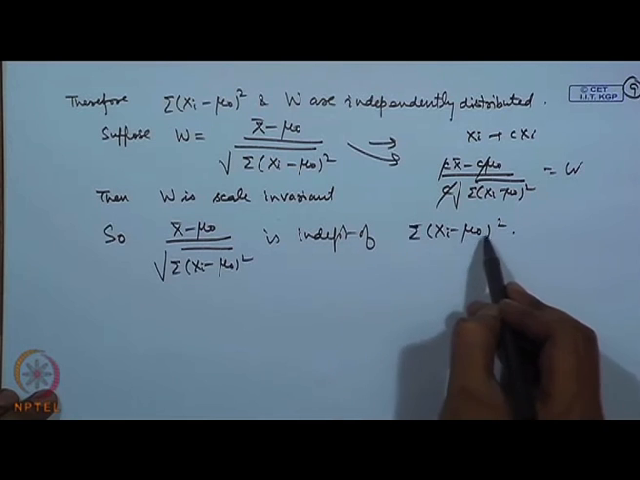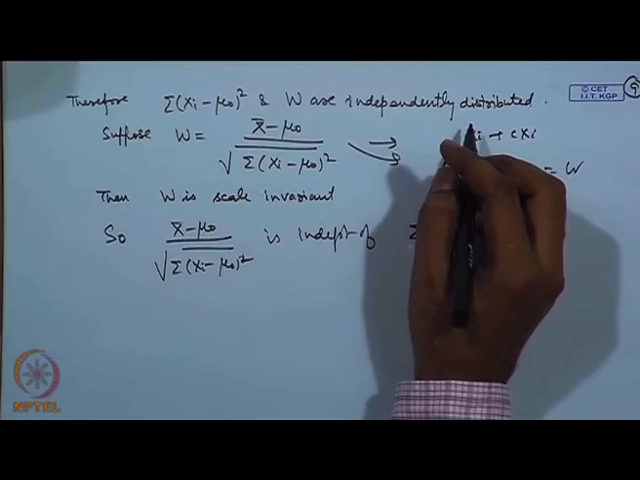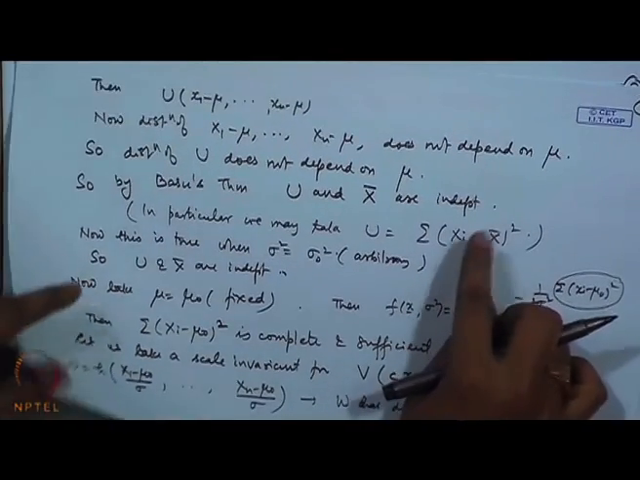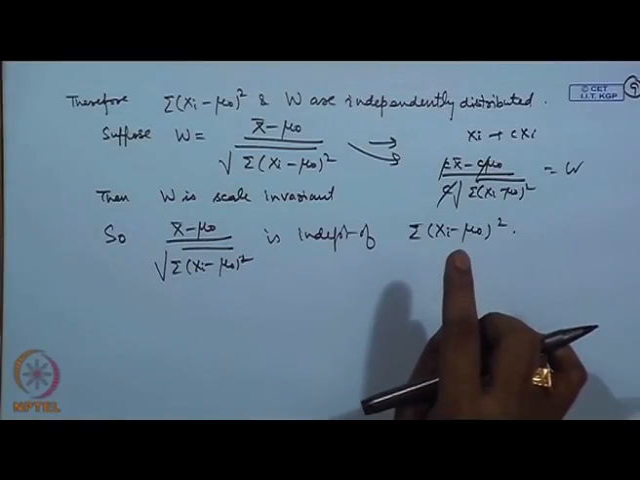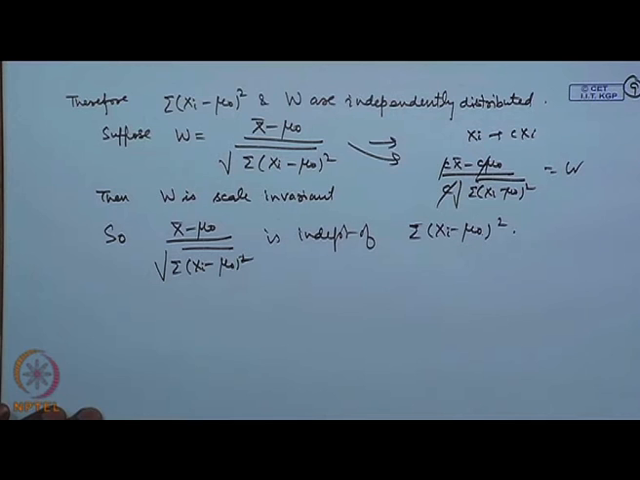Of course, here mu naught is fixed, unlike the previous application where sigma naught was not appearing. So, independence of x bar and sigma x i minus x bar whole square was for all sigma, whereas this result depends upon the fixed value of mu naught.